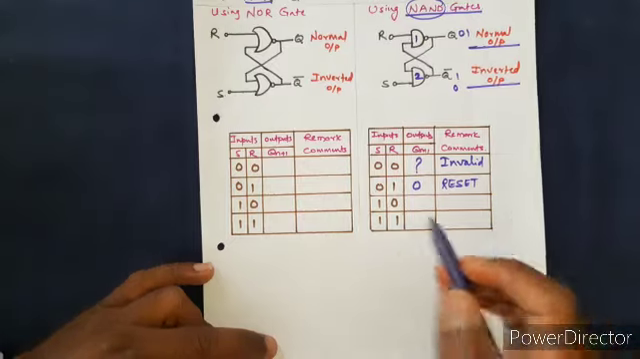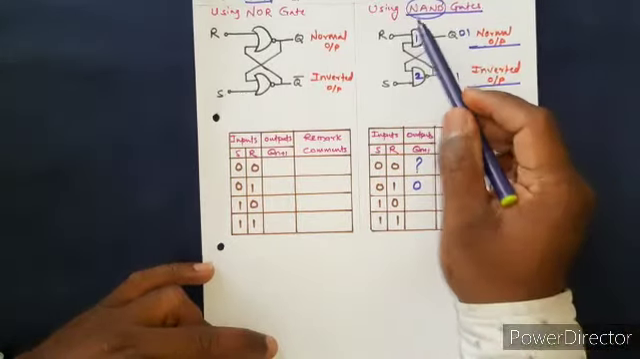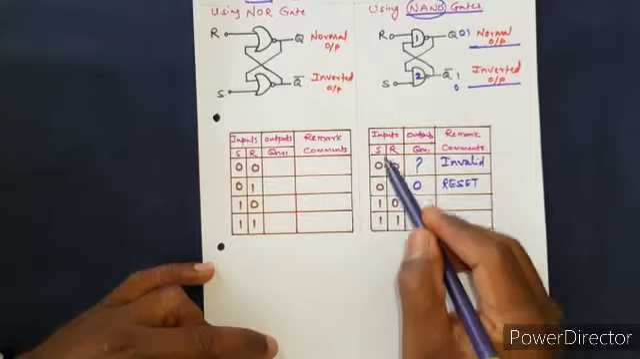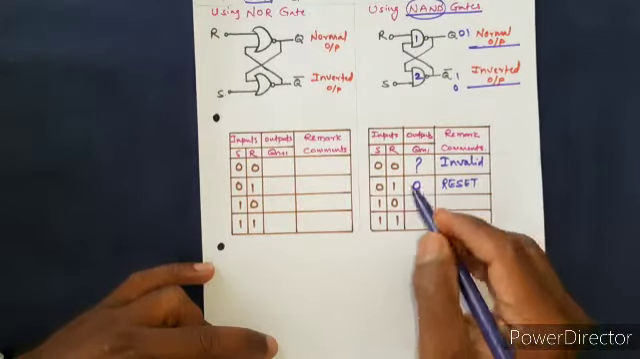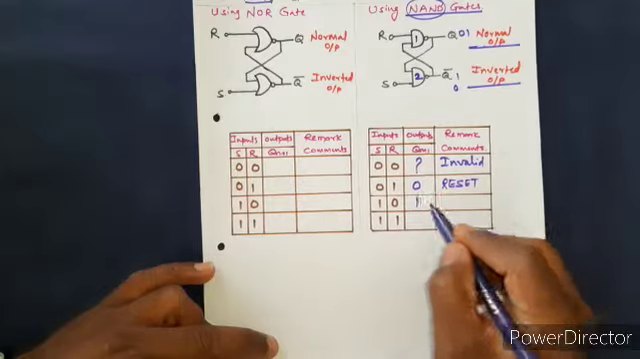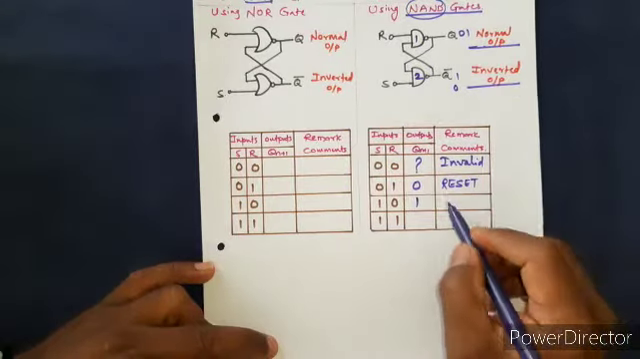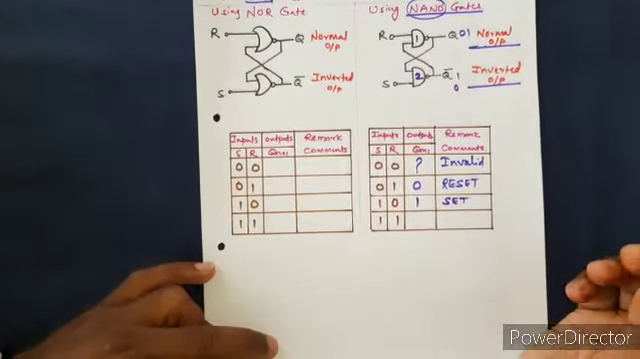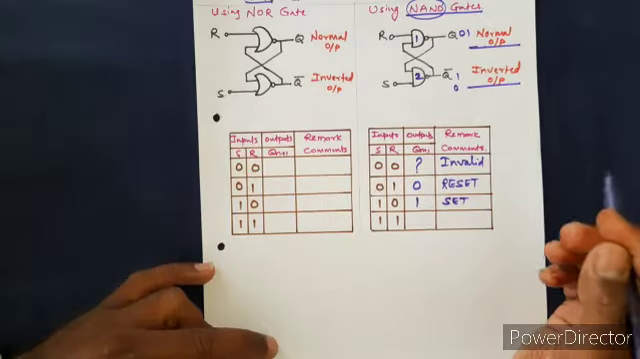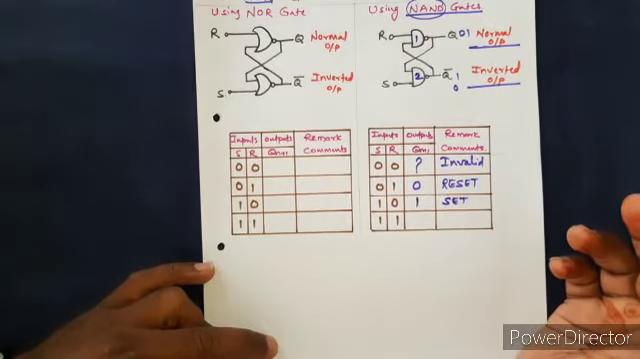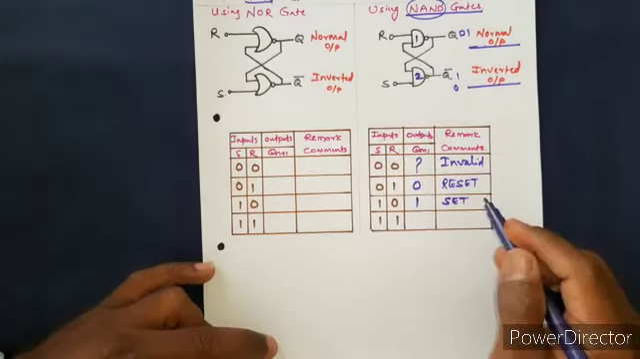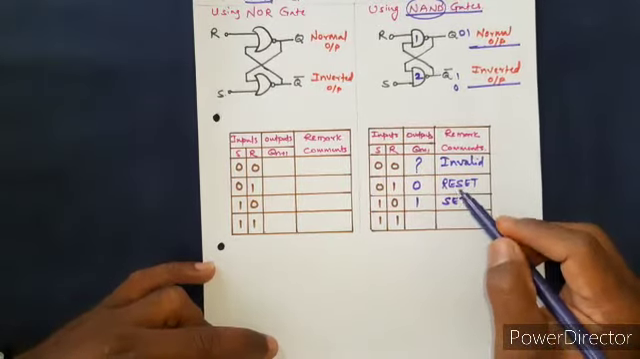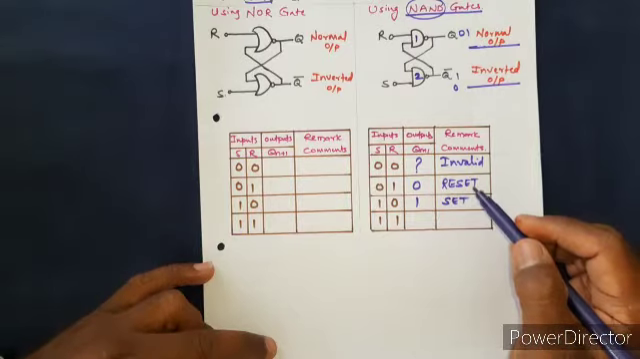Now for the SR flip flop using NAND gates, if you provide S equal to 1 and R equal to 0, then the output turns out to be 1, which is called set. So your circuit is started. It is called the set state, and that is why it is called the SR, set reset flip flop.